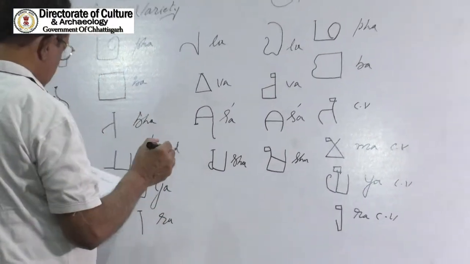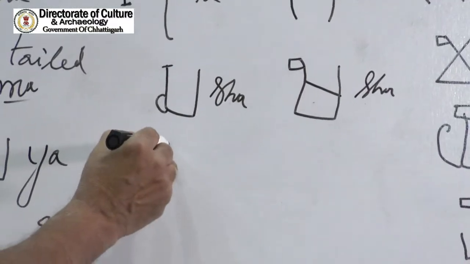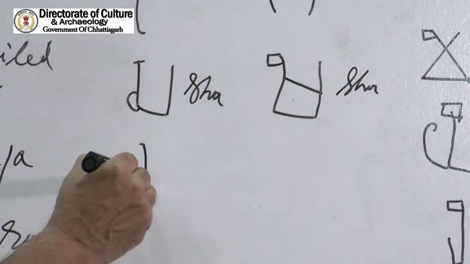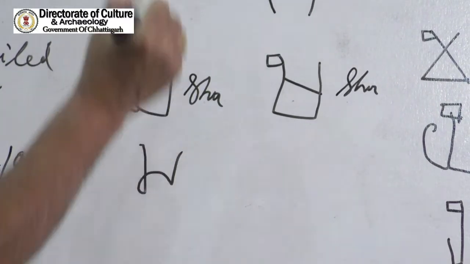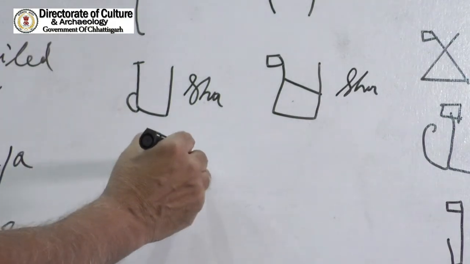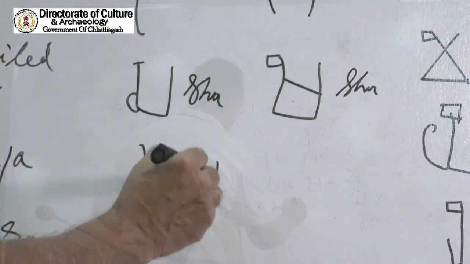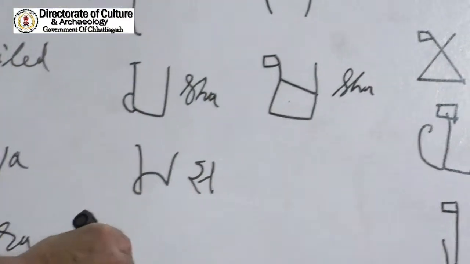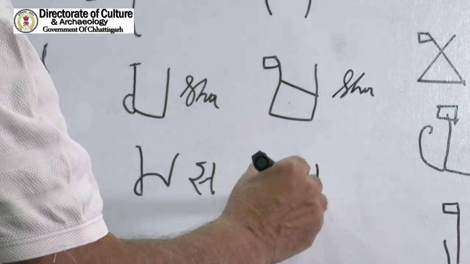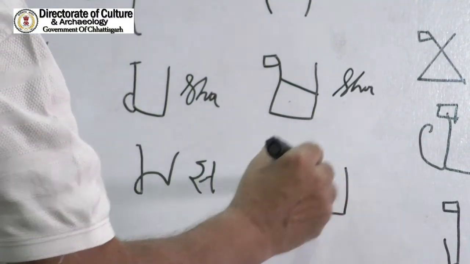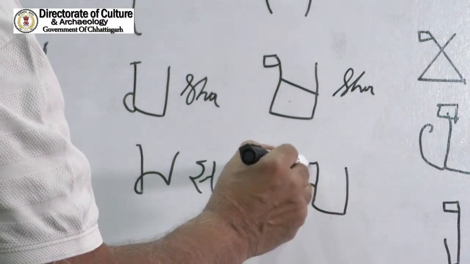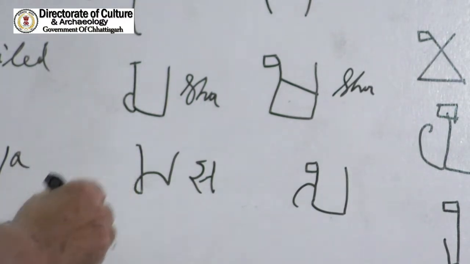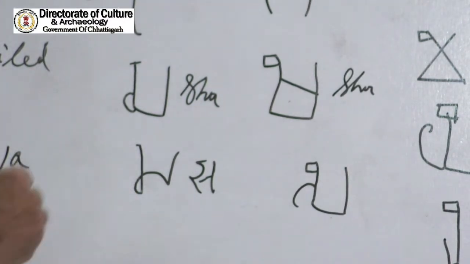And we get this looped Sa here in the northern. So start with a stroke and then you can make a loop here and bend, and then take the stroke above. This is dental Sa, the northern variety. But in the central Indian variety, they retain the same form, just like this, and they attach a box here. So this is called looped Sa.